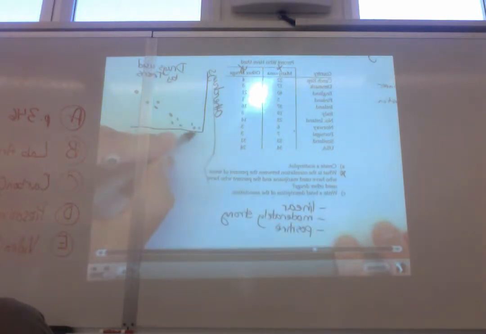It's linear because they kind of make a line. It's moderately strong because they're a little bit all over, but you can see they're bunching up in a pattern. And they're positive because it's going up.